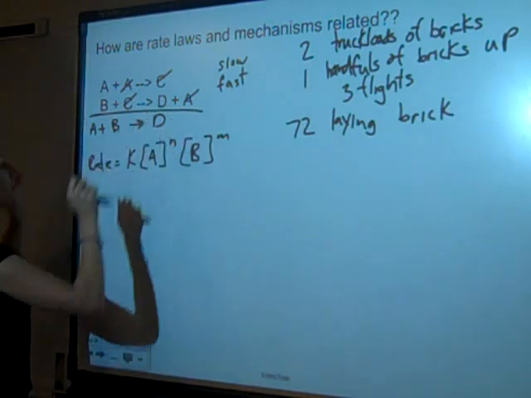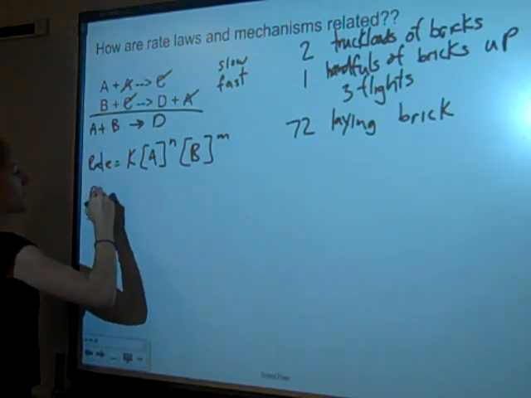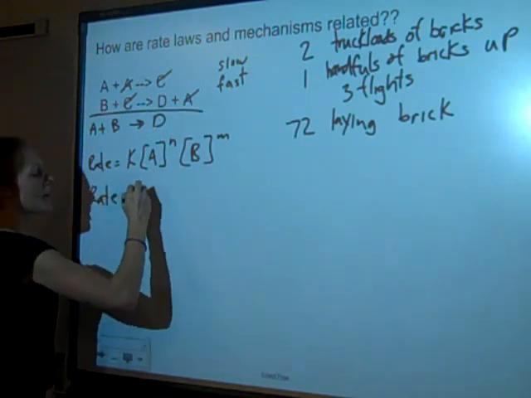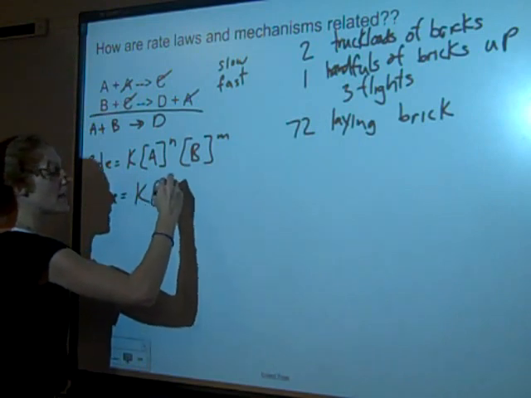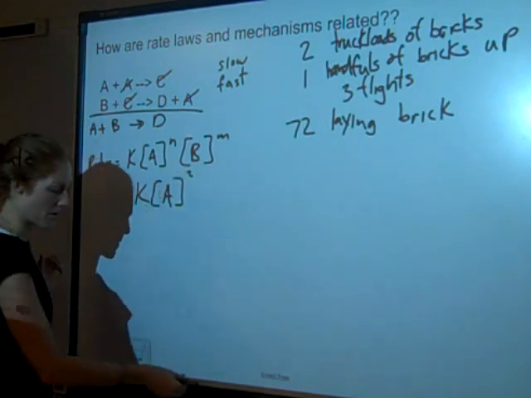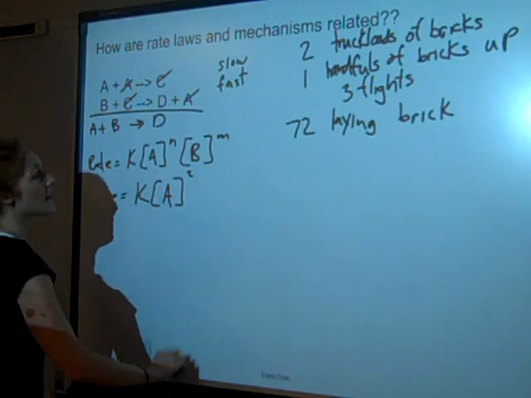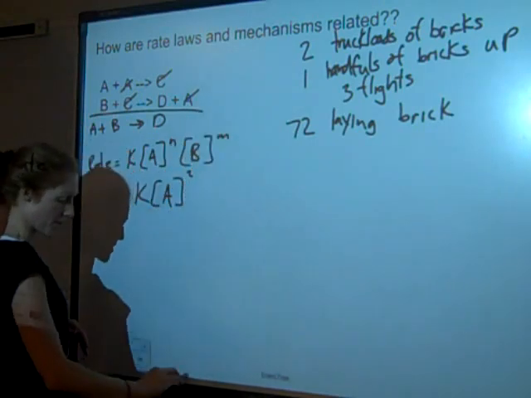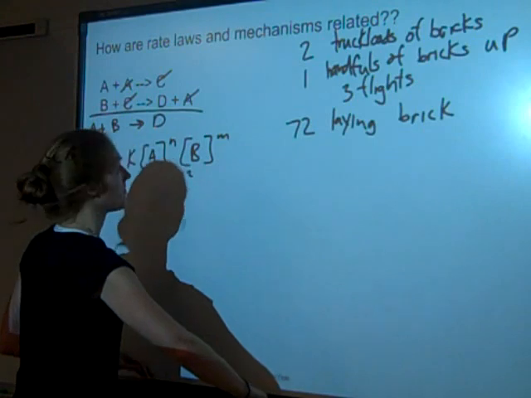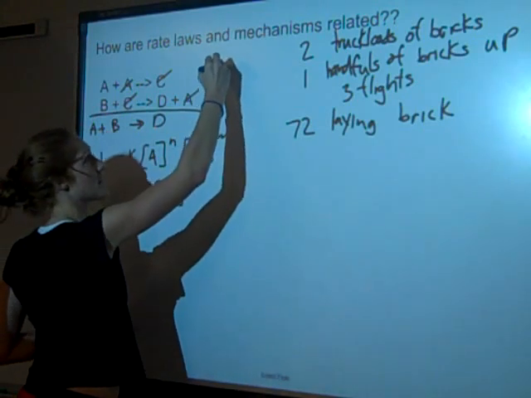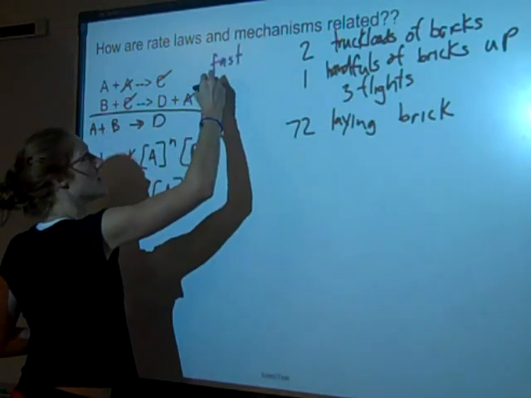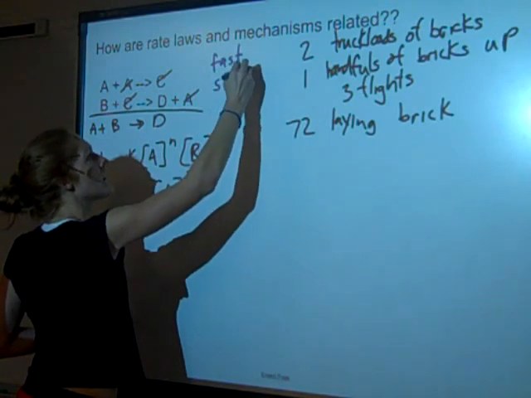So based on this mechanism, rate equals K times the concentration of A to the second power. So it's a second order reaction with respect to A. Now let's say we switch which one's fast and which one's slow. It's going to change our mechanism. We'll say this is happening fast and this is happening slowly.